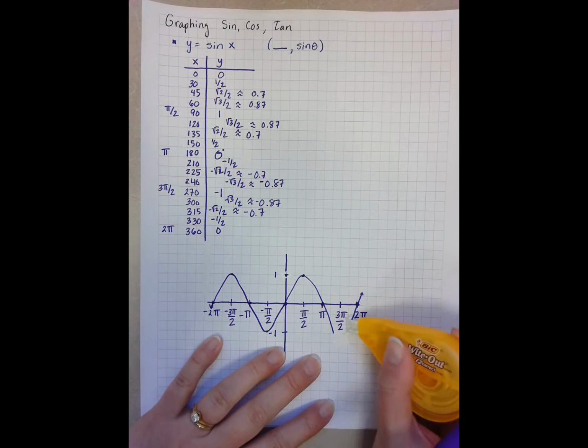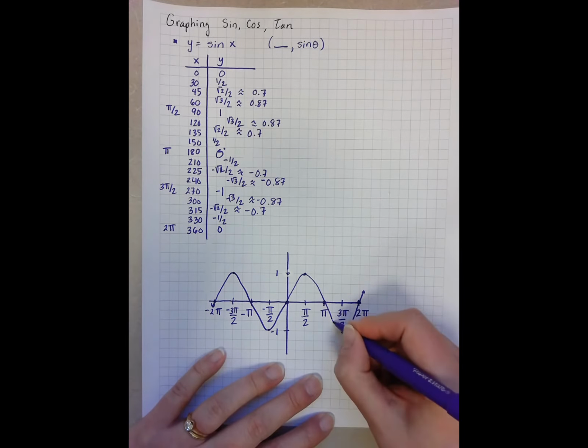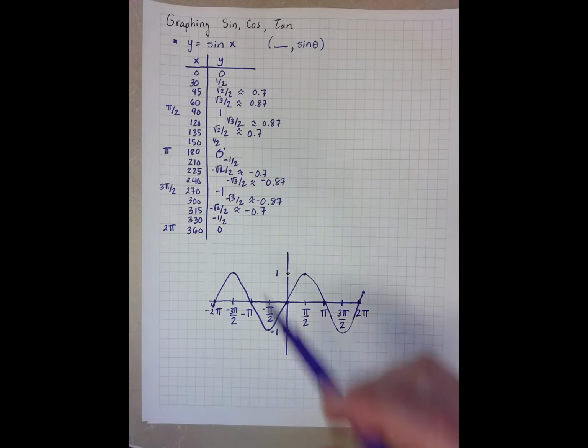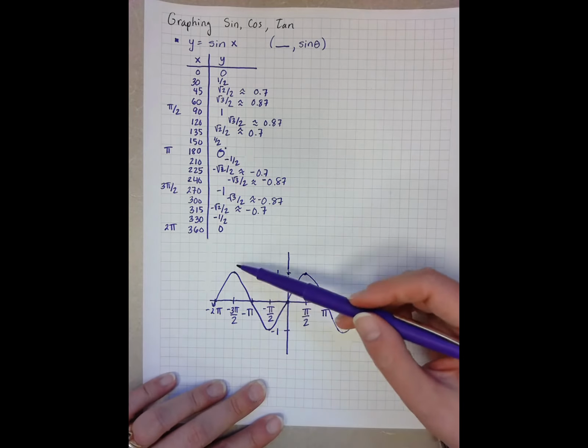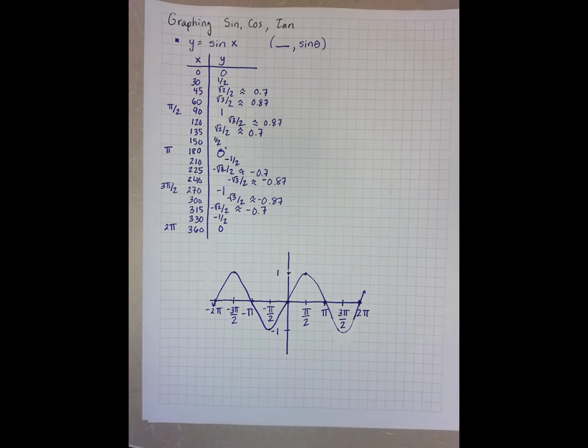I did not count my boxes right here. I apologize. There we go. Now that looks better. And depending on your teacher, they may want you to do two cycles, or one cycle. And a cycle really is from bottom to top to middle, from middle to top, middle to bottom. And that gives you a nice general shape for the function.